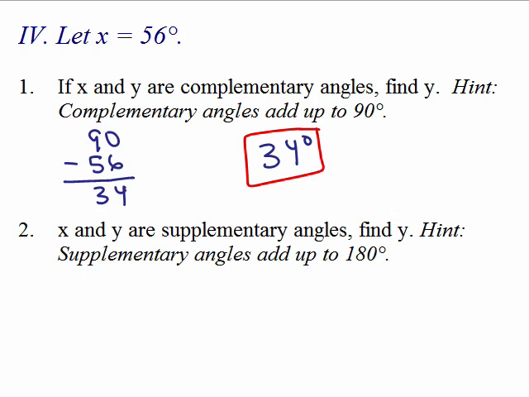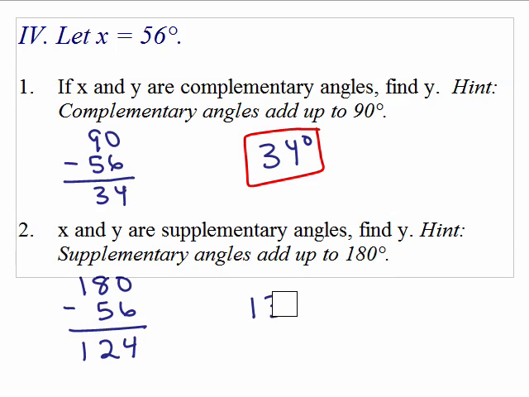All right, let's do the next one. X and y are supplementary angles. Well, supplementary angles add up to 180. So this time we just subtract from 180 instead. It'd be 124 degrees. Oops. Remember to put the degree symbol.